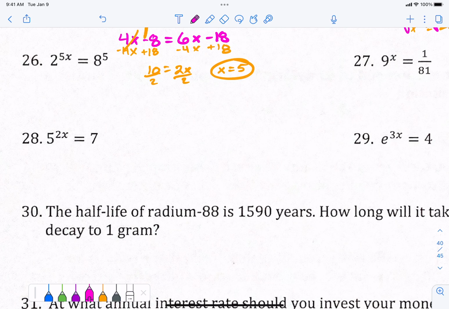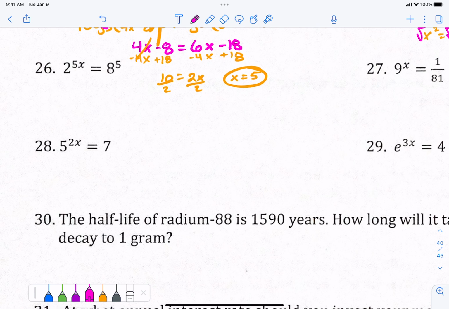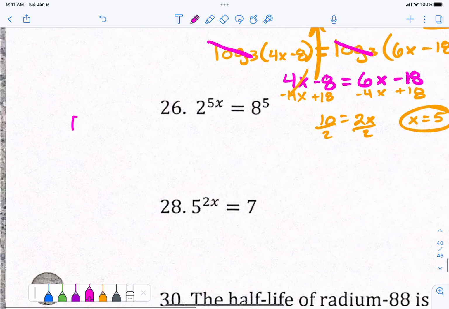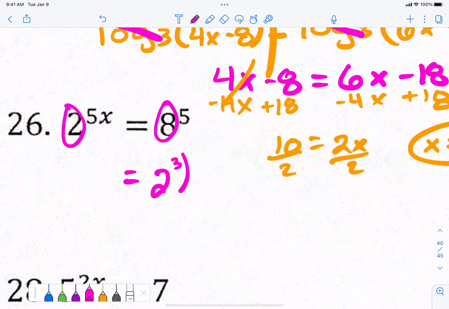All right. What kind of order of operations does ln follow? 26 and 27 are a change of base. Change of base. We got 2 and 8. 2 is here, 8 is here. Can you make those the same number? Yes. 8 is the same thing as 2 to the third power, but then we got the 5 there. This guy is just going to chill and say 2 to the 5x power. So 2 to the third to the fifth.